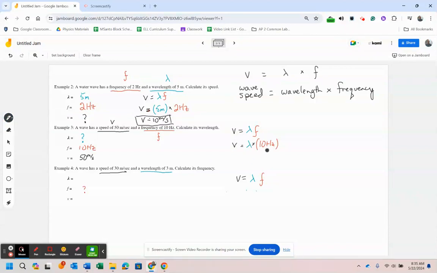Now, to undo multiplication, so bring the 10 hertz over to the other side, I have to divide both sides by 10. So I divide 10 by 10 over here, and the speed in this case, they gave us as 50 meters per second. So I divide that by 10. And then we're going to find out that 50 divided by 10 is going to give us a wavelength of 5 meters.